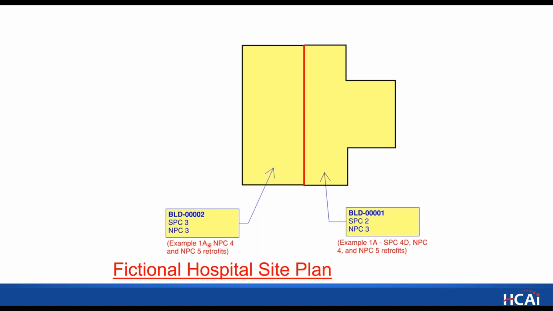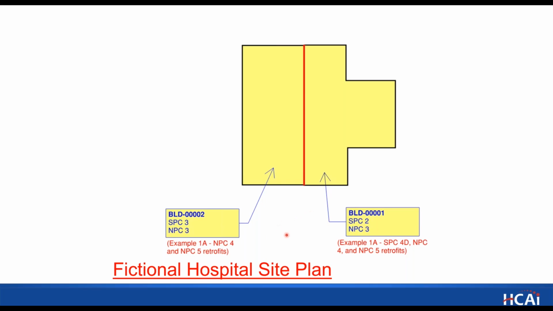So this building will need an NPC4 and NPC5 retrofit if this facility wants to stay in operation with the same services after 2030. And the building on the right, building number 1, is an SPC2 and NPC3. So that means that this building will require an SPC4D retrofit, NPC4 retrofit, and an NPC5 retrofit if they want to continue to stay operational after 2030. So let's look at what those milestones might look like.